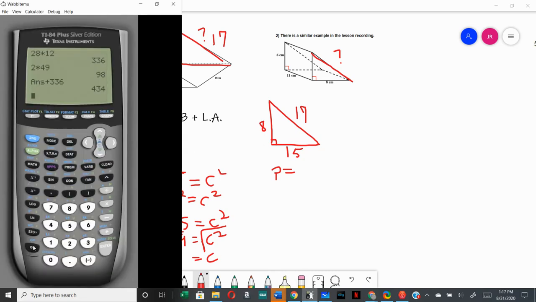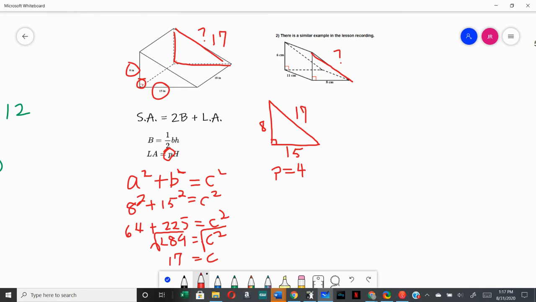Mr. Rowe, why don't you just know that off the top of your head too? Well, some things I just don't choose to memorize, and that was one of them. So plus 17, that equals 40. So I have the perimeter of the base.